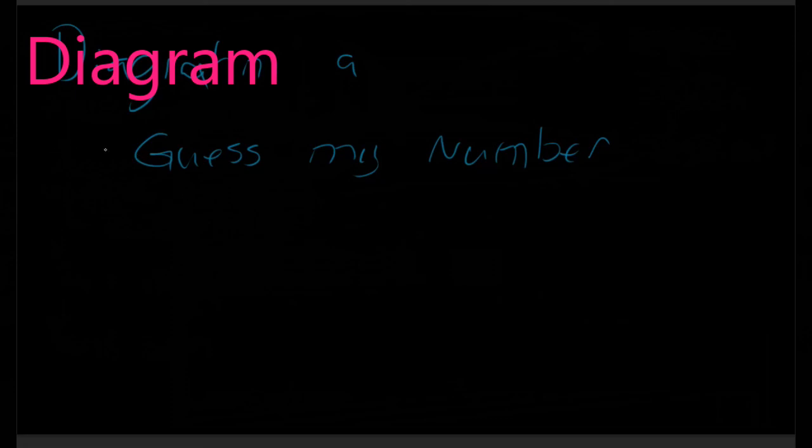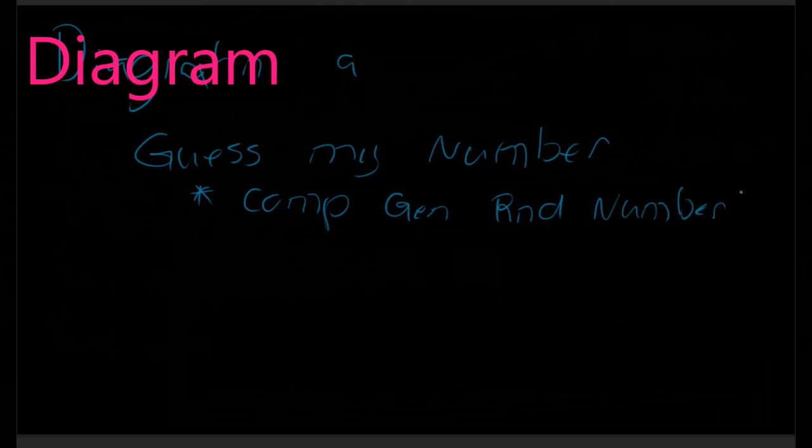But you're going to have the computer generate a random number. So here's your points. The comp will generate a RND number between 1 and whatever you want. Okay? So it's going to generate a random number.